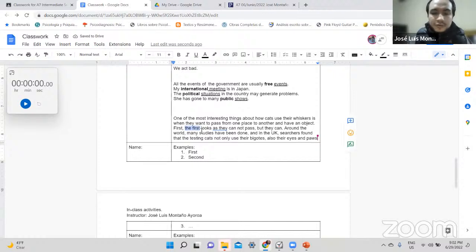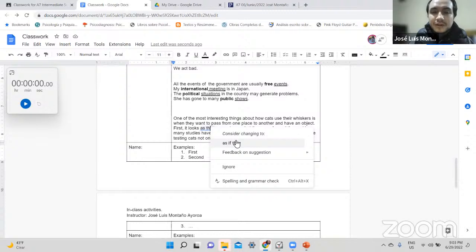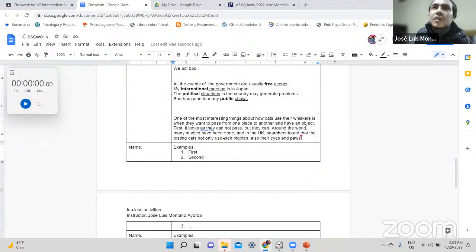Always "it," because if you don't use it with "looks," it's not going to mean parecer. All right. So first, it looks as they cannot pass, or as if they. Okay, that's interesting. Como si no pudieran. So first it looks as if they cannot pass, or first it looks that they can pass. Both ideas are going to work.